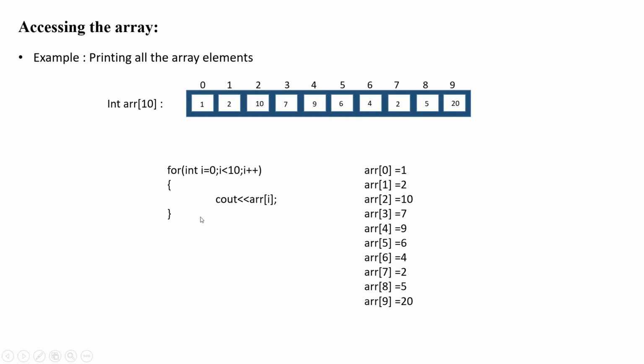So for i is equal to 0, i is less than 10. 10 here is the size of the array, the number of elements in the array. i plus plus, and here we are printing arr[i]. So what it does is it will print the same thing. First i will be 0, so it will print 1, then i will be 1, it will print 2, when i will be 2 it will print 10, and so on.